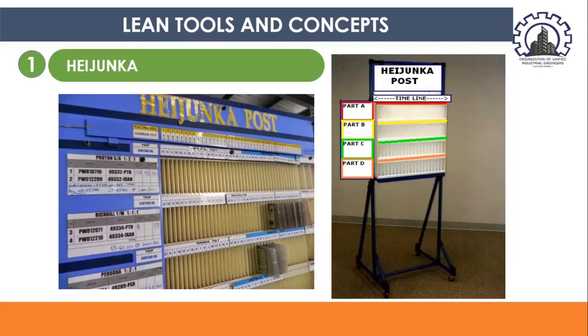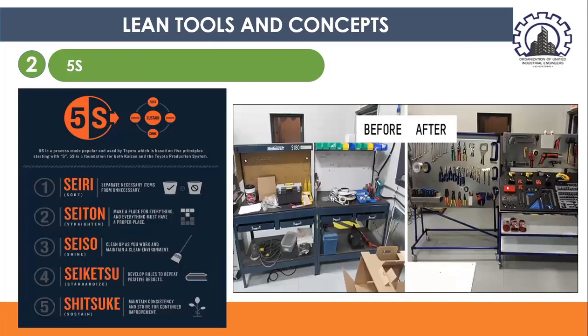They made this available in order to somehow level the production, or to smoothen the production level. And the second lean tool and concept that we have is what we call 5S. So for 5S, we have the first, Seiri, or sort, Seiton, or straighten, we have Seiso, or shine, we have Seiketsu, or standardize, and we also have Shitsuke, or sustain.